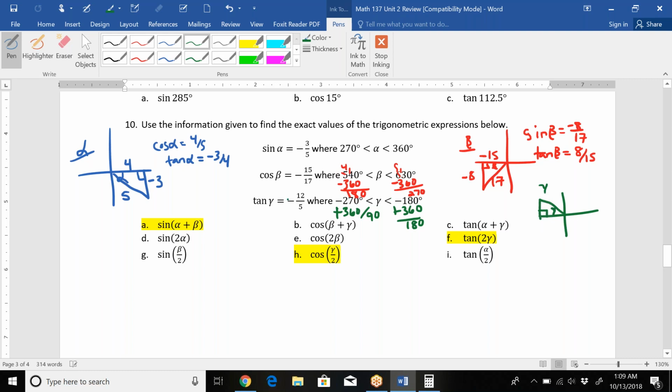And we know that tangent is negative 12 over 5, so opposite over adjacent. And in this quadrant, the x's are negative and the y's are positive. So that is 144 plus 25. That's going to be 169, which is 13. So that means that I know tangent, so sine of gamma is 12 over 13. Cosine of gamma is negative 5 over 13. So you kind of need all of that information and to know your formulas to be able to solve these problems. So let's do A.